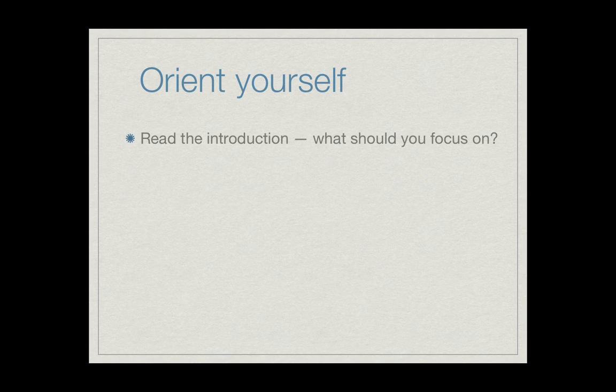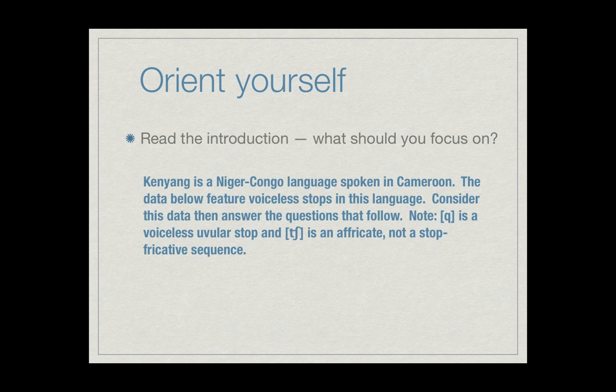Before getting started, orient yourself to the problem and the dataset. The introduction will usually tell you some basic information about the language and might give you a clue about what to focus on. The introduction to the Kenyang dataset says, Kenyang is a Niger-Congo language spoken in Cameroon. The data below feature voiceless stops in this language. Consider this data, then answer the questions that follow. Note, k is a voiceless uvular stop and ch is an affricate, not a stop fricative sequence.